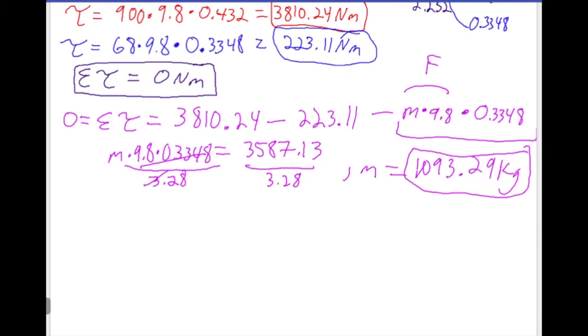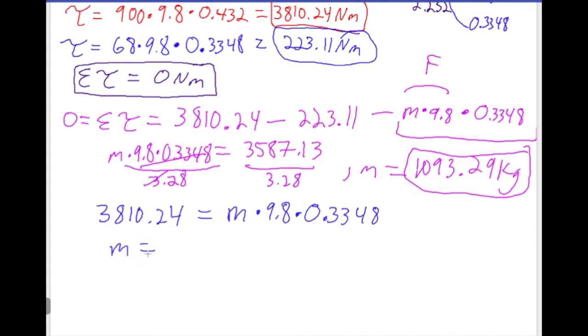The other way to solve it, let's just do it really quickly, would be to say that the torque of one side needs to equal the torque of the other side. Well, the torque of the plank is 3,810.24, and the torque of the other side is Captain Dubs and the weights. But let's just say that we don't know what either of those are. So that force would be equal to mass times 9.8 times the distance that Captain Dubs and those weights are going to be at, 0.3348. This is a little bit easier to manage. When we do that, we find out that the mass in this case should be equal to 1,161.21.